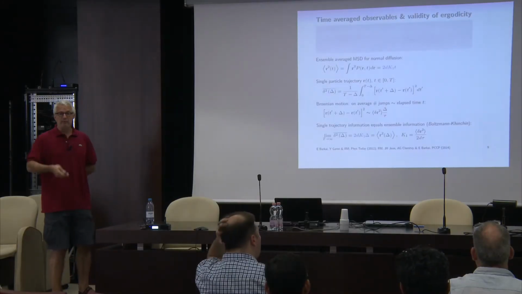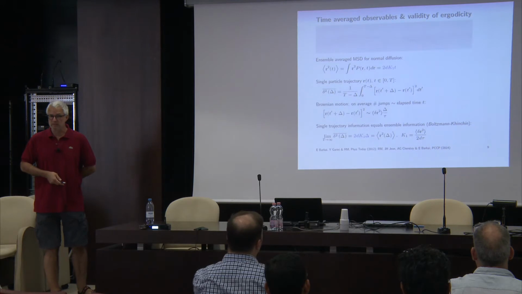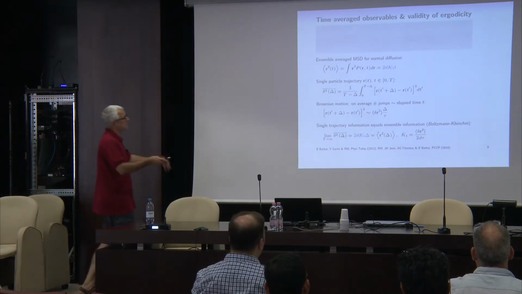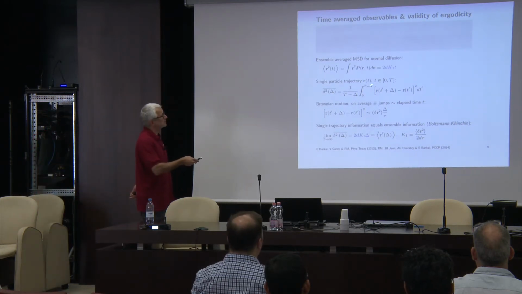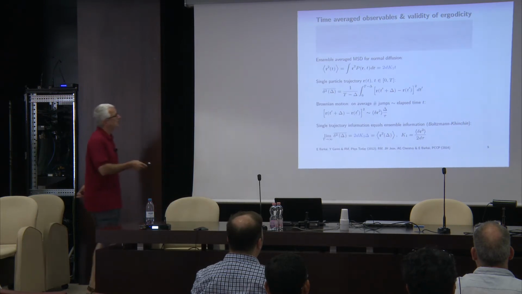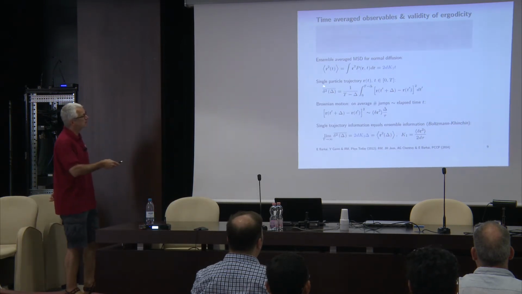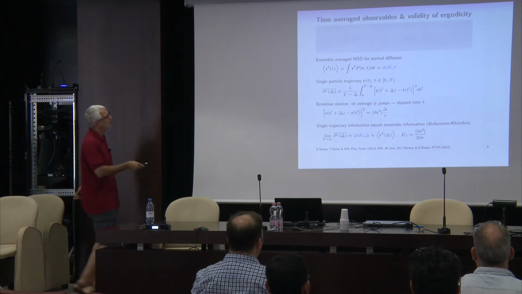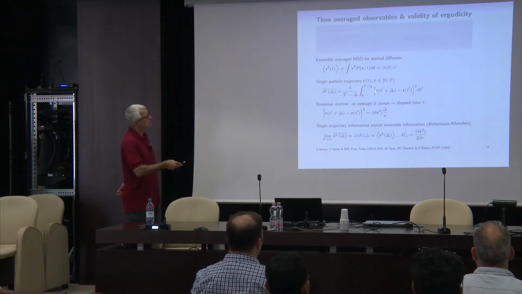When you ask an experimentalist what they do with their time series, it's not a unique definition, but typically you have a time series that goes from time 0 to some measurement time capital T. Then they define the time average, symbolized by this overline. It's a time average considering the displacement during a so-called lag time delta. You square it, and you average this over your entire time series. You normalize a little bit.